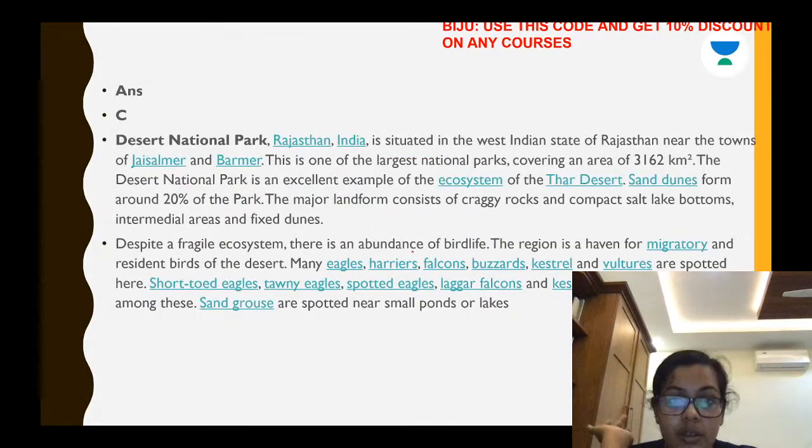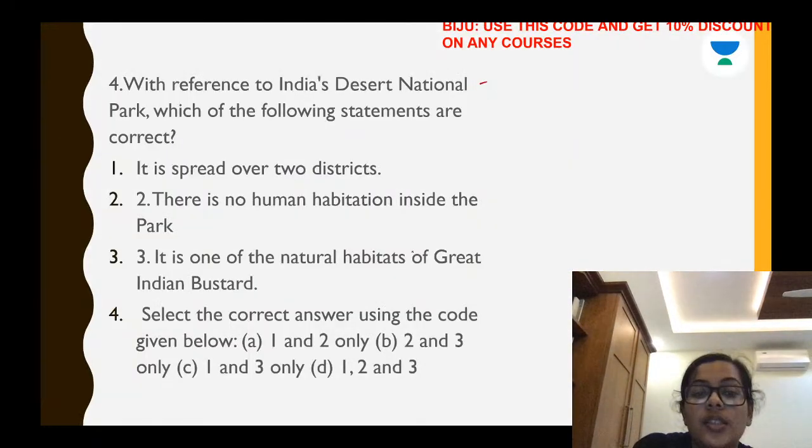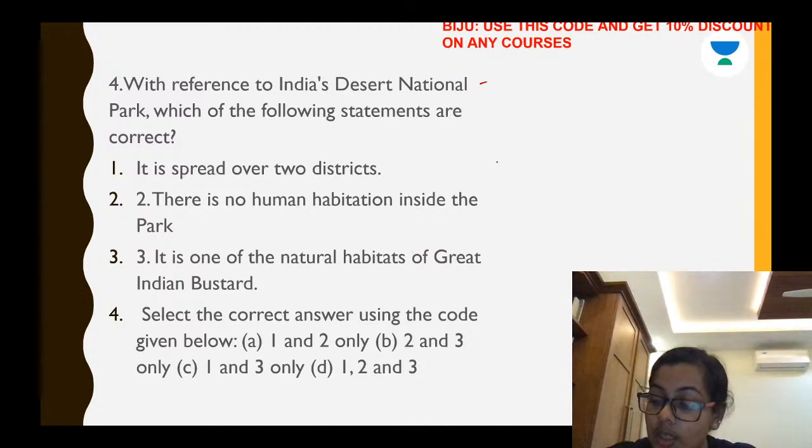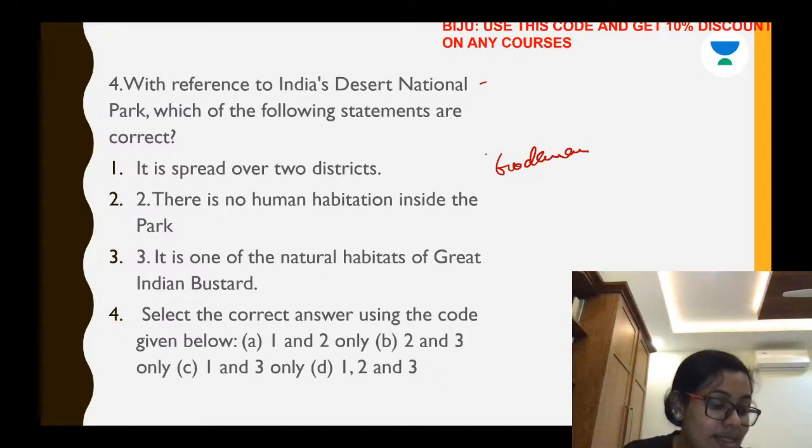So, Desert National Park. Where is it situated? It is in Rajasthan. The Indian bustard is the state bird of Rajasthan. And we also discussed what Project Godawan is, the Project Godawan of Rajasthan. We discussed it.